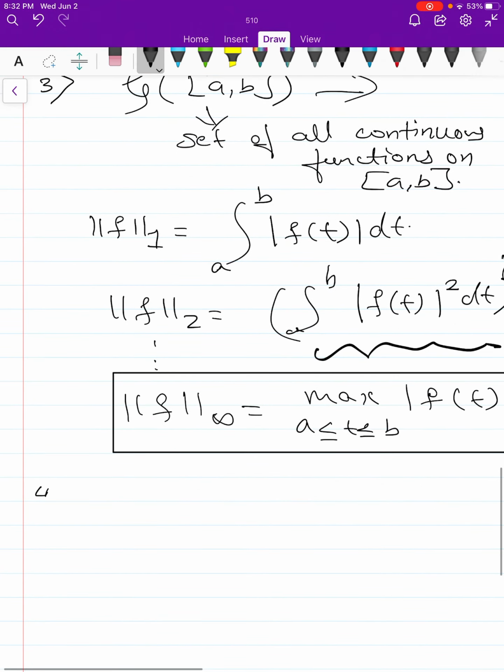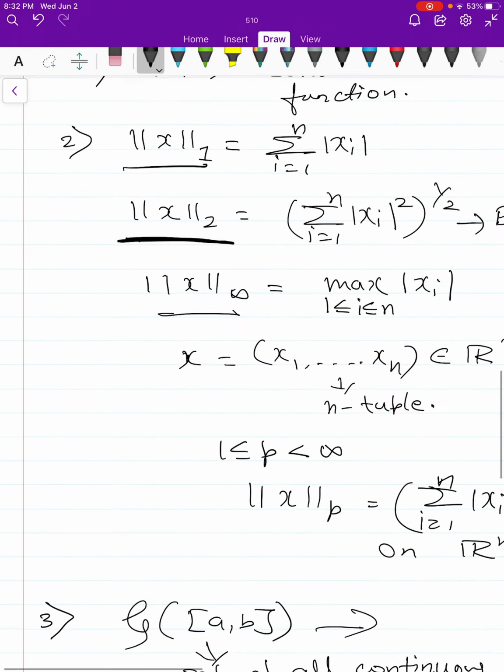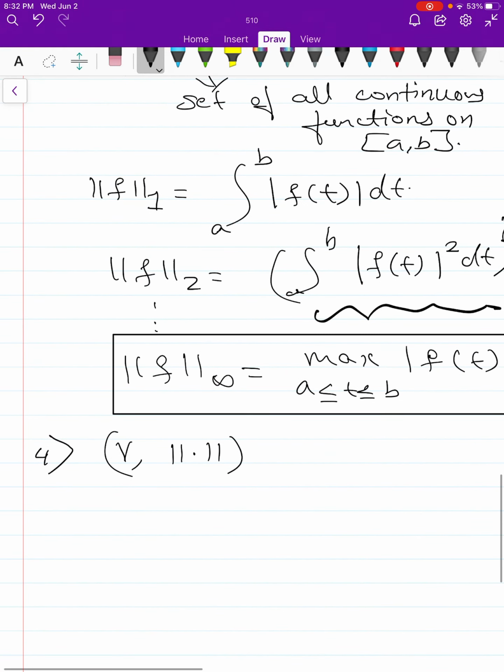So the next example would be a normed vector space. If V is a vector space, then we defined a matrix on a subset. So what would be the role of a subset with respect to a vector space? It would be a subspace, correct?